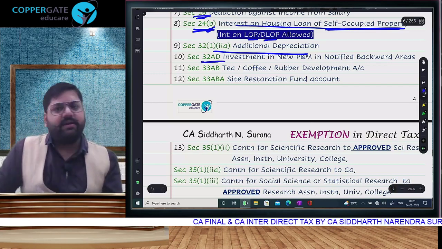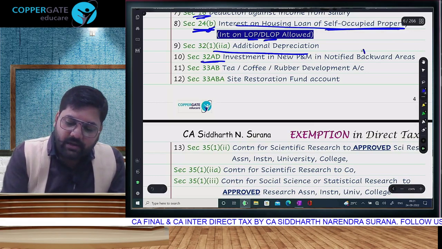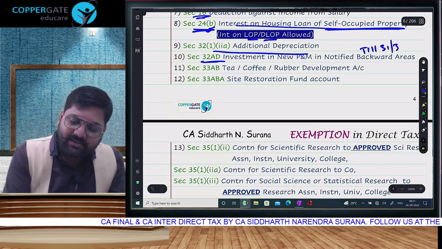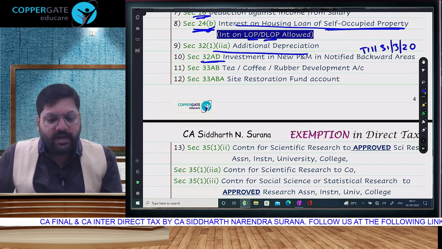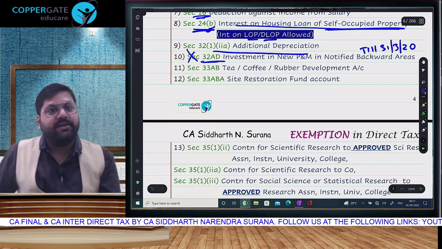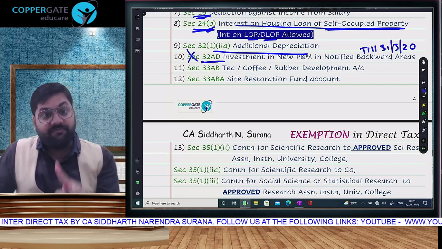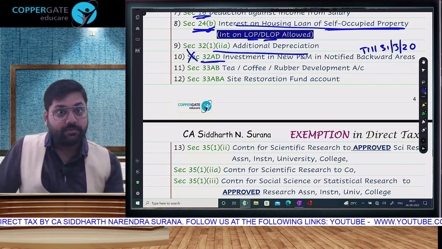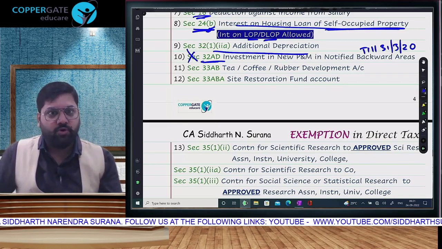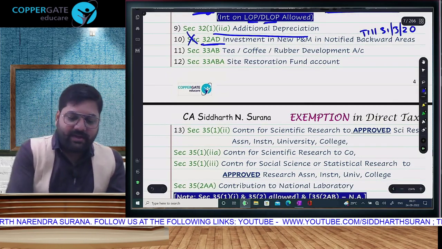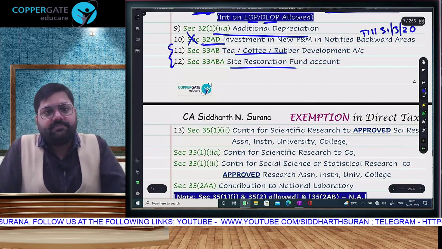32AD is that one deduction which you can ignore if you want, because 32AD was available only till 31st March 20. Is that date gone now? That means, can I say this section is as good as deleted from our law now? So it is not available in old also and new also. Once upon a time, it was there in the law. It was allowed in the old regime and not allowed in the new regime. But this you can ignore now. No problem. Likewise, there are 2 more deductions. This is for tea, coffee, rubber. This is for site restoration business.